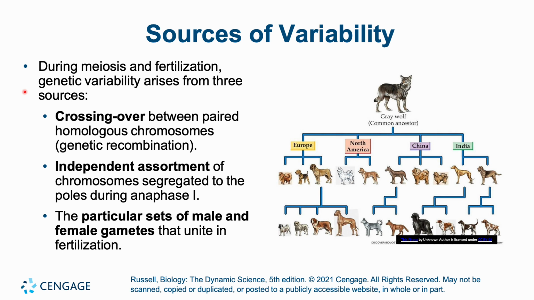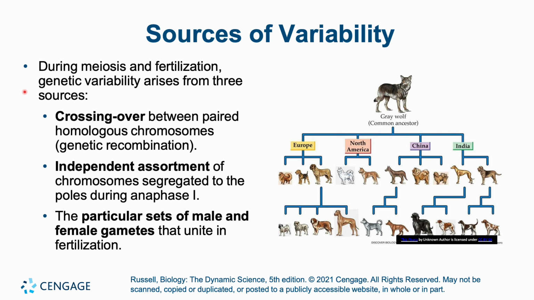So, that's another source of variation or variability. And then, lastly, is the particular sets of female and male gametes that unite in fertilization. So, ayan. We don't know kung aling sets or aling sperm cell yung mananalo and aling egg cell yung ma-fertilize during fertilization. So, since yung egg cells natin and sperm cells natin, they carry different sets of chromosomes.